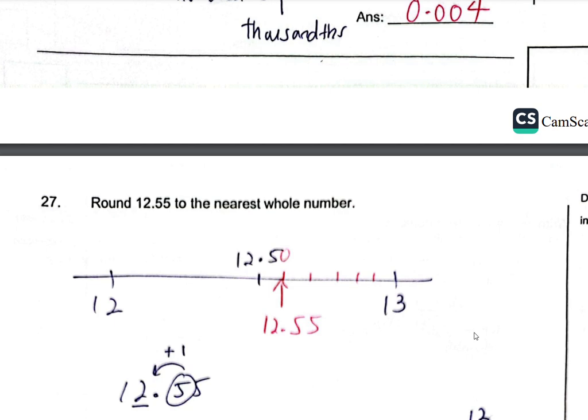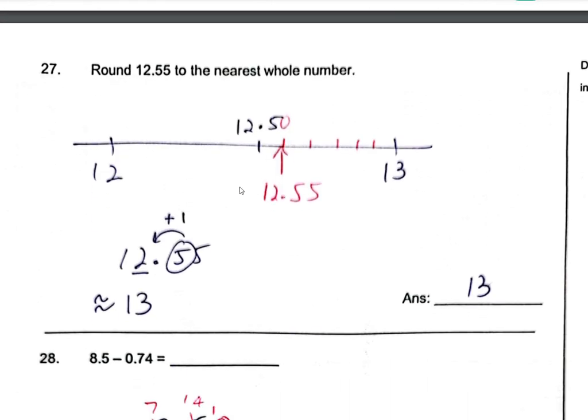Now, next one, question 27. Round off 12.55 to the nearest whole number. Basically, the idea is if you draw it on the number line, the whole number that is nearest to 12.55, there are two whole numbers to the left and to the right of 12.55. To the left of 12.55 will be 12. To the right of 12.55 will be 13. So which whole number, 12 or 13, is nearer to 12.55?